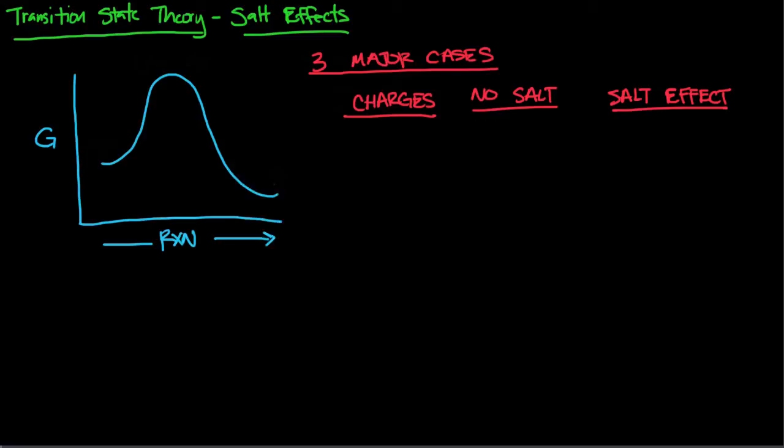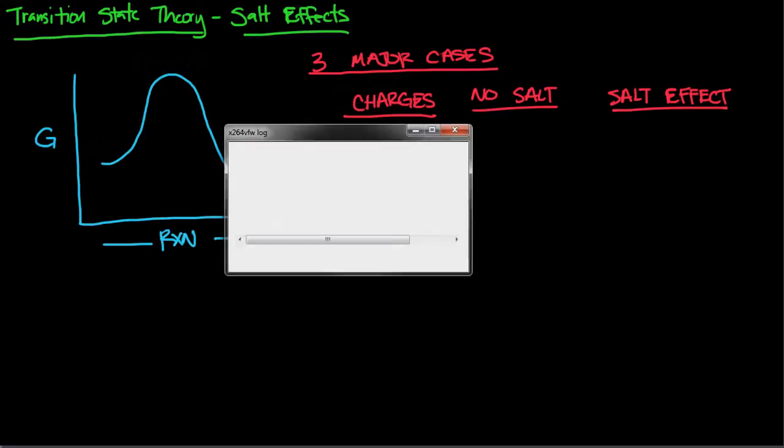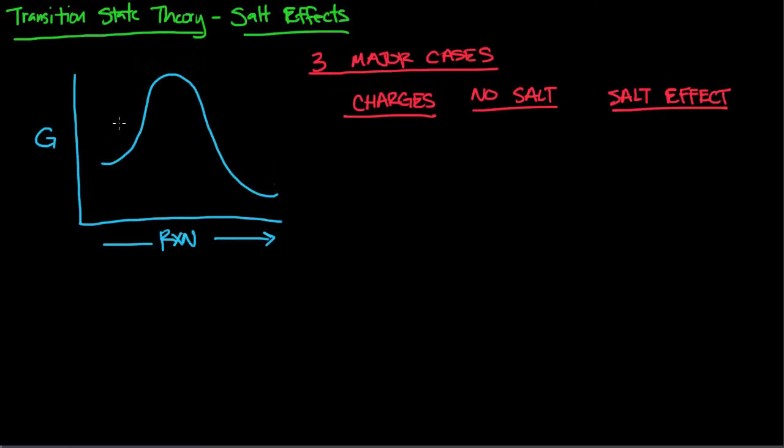All right, so in this video, we're going to take a look at transition state theory and what the effect of the presence of salt ions will be on the formation of the transition state. Is it going to make it easier, or is it going to make it more difficult to form the transition state? So let's start out with our reaction diagram.